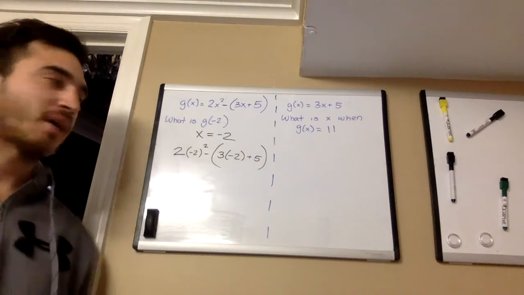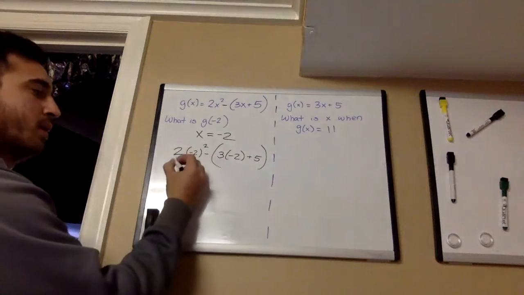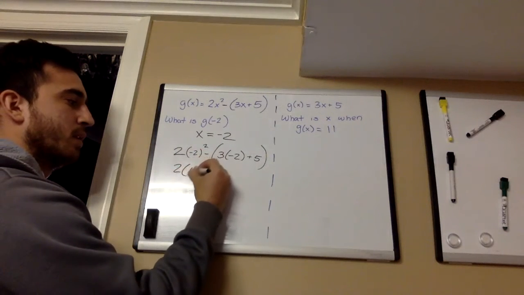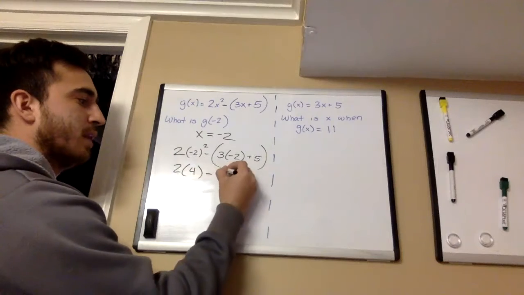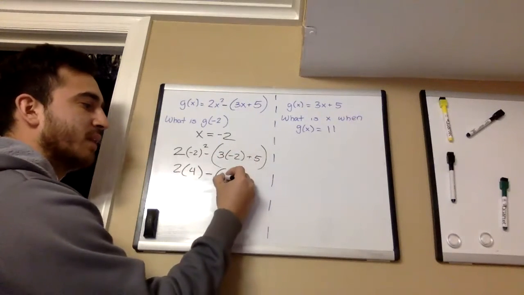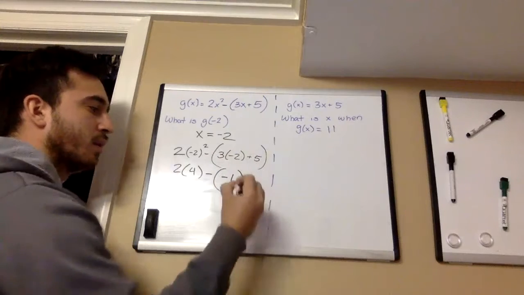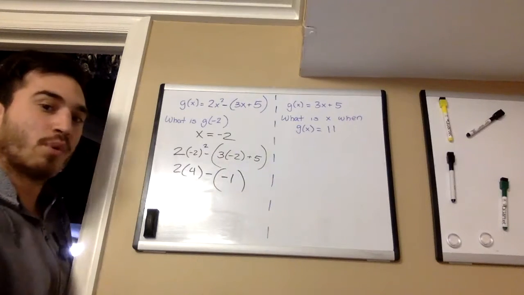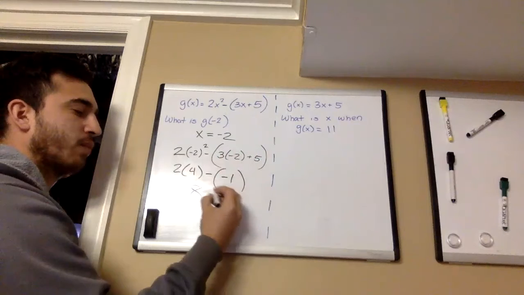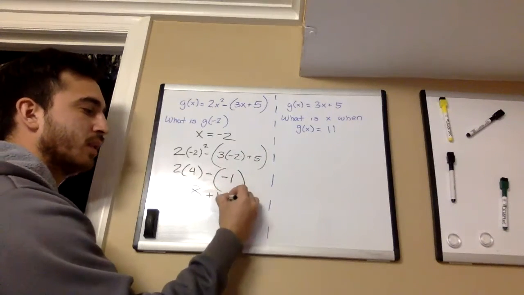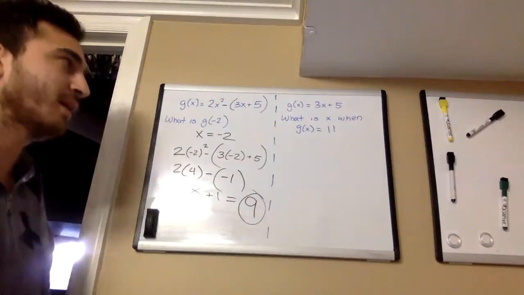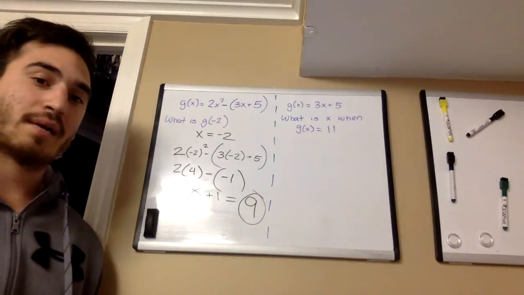I'm going to do it without the parentheses. So here, I'm going to have 2. If I do negative 2 squared, I'm going to get 4, minus, and then if I do the inside, 3 times negative 2 is negative 6, plus 5 is negative 1. So now if I simplify this even more, 2 times 4 is 8. If I distribute the negative 1, I'm going to get plus 1. So this should equal 9. If you put this in the calculator, you should also be getting 9.